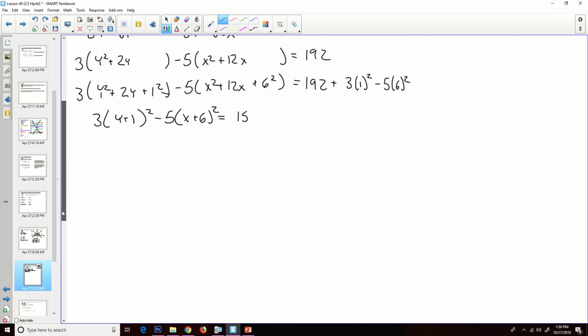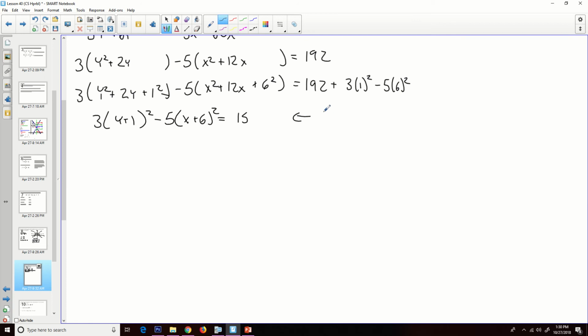All right, and so I'm going to divide both sides by 15, and 3 and 15 reduce down to just 5.